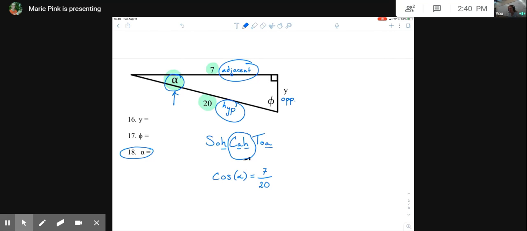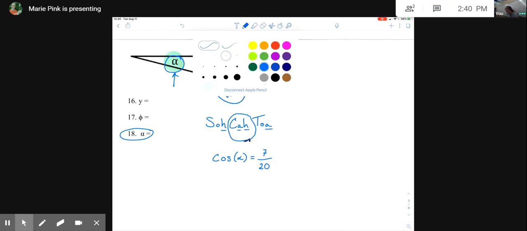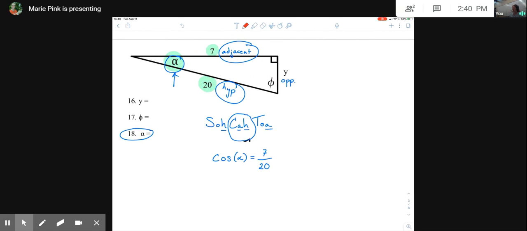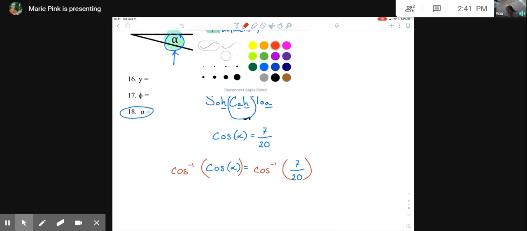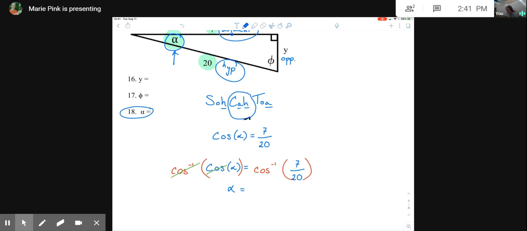Now I need to make it so that this alpha is by itself. So like I was saying before, the opposite of addition is subtraction. The opposite of multiplication is division. And the opposite of cosine is inverse cosine. So what I'm going to do is I need to do exactly the opposite of cosine to both sides. So just like when you can add 5 to both sides, you could subtract 5 from both sides, I'm going to do the inverse cosine of both sides. And it just looks like cosine to the -1. And that button is on your calculator. All right, so the inverse cosine cancels out the cosine, and so the only thing I have left on the left-hand side is alpha. And that'll be equal to the inverse cosine of 7 over 20. And that's it. There's our answer.